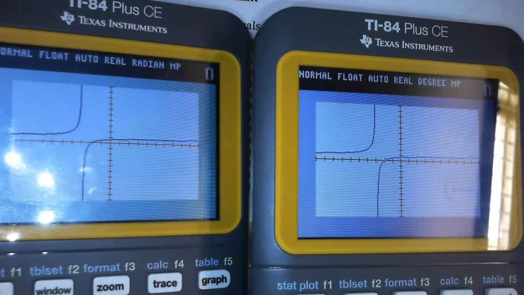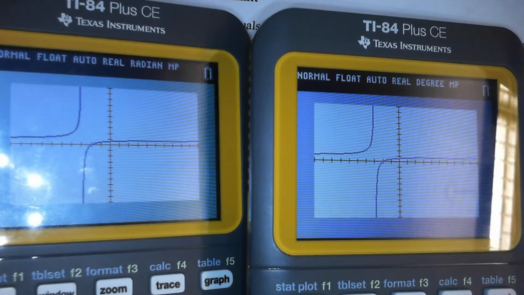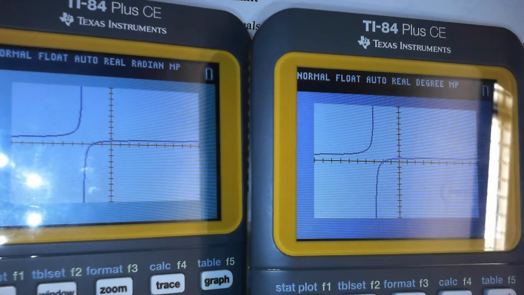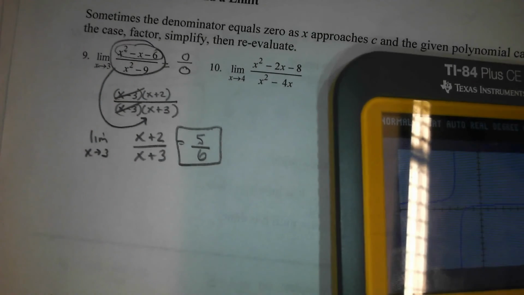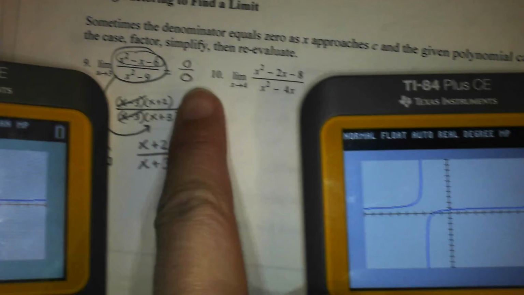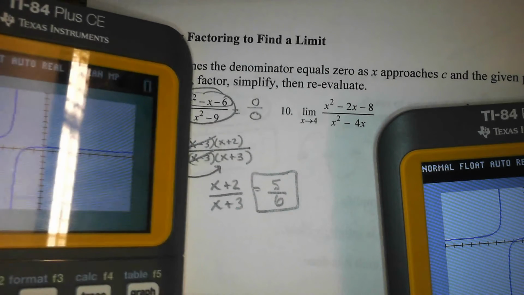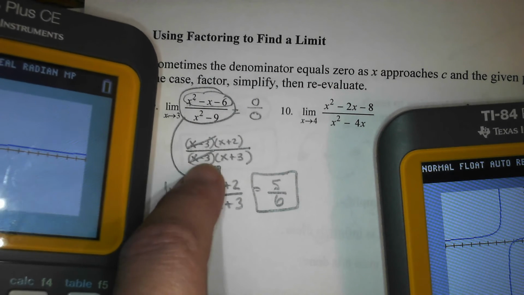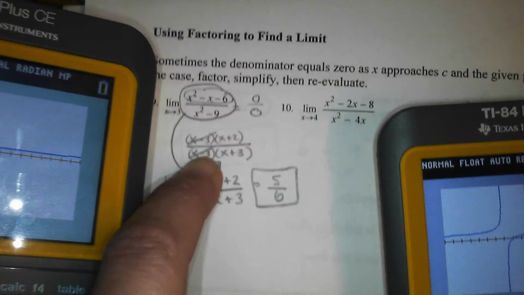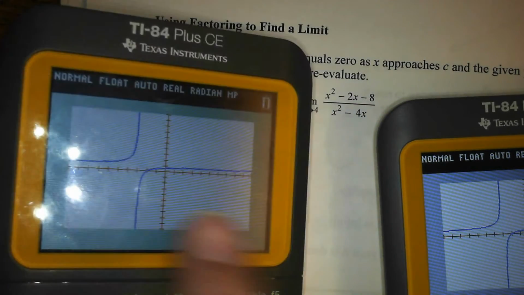They certainly appear to be identical, right? The only thing that's not identical about them is what? One of them has a hole, right? The original one has a hole. And that hole comes from, you figured it out, based on what canceled. It's at 3.